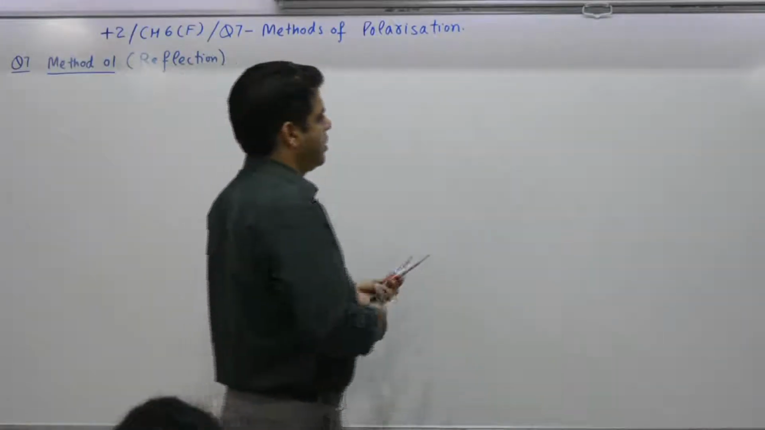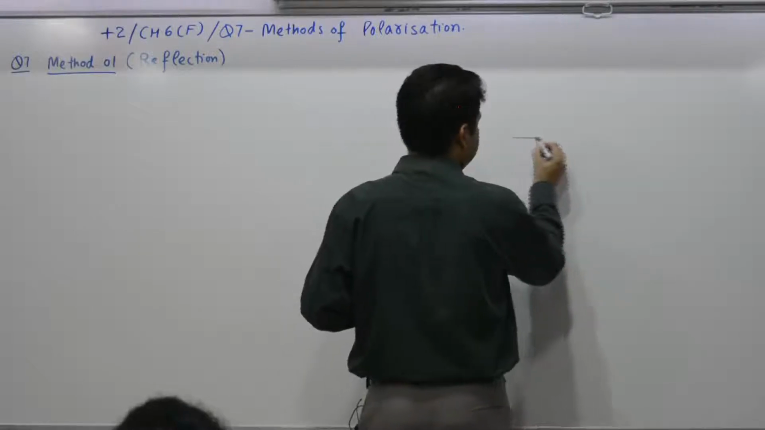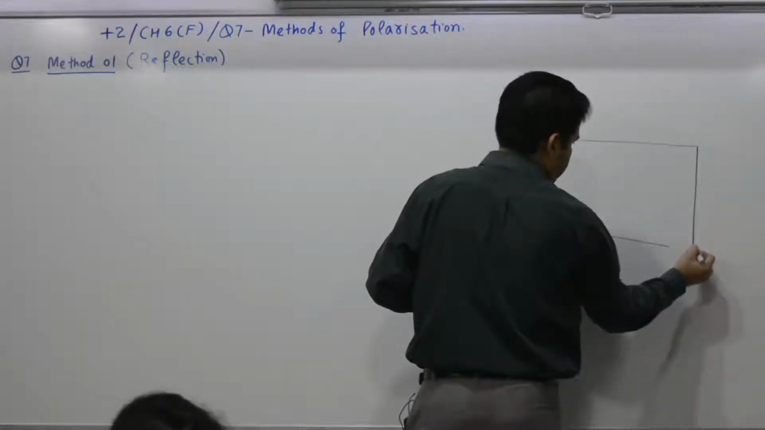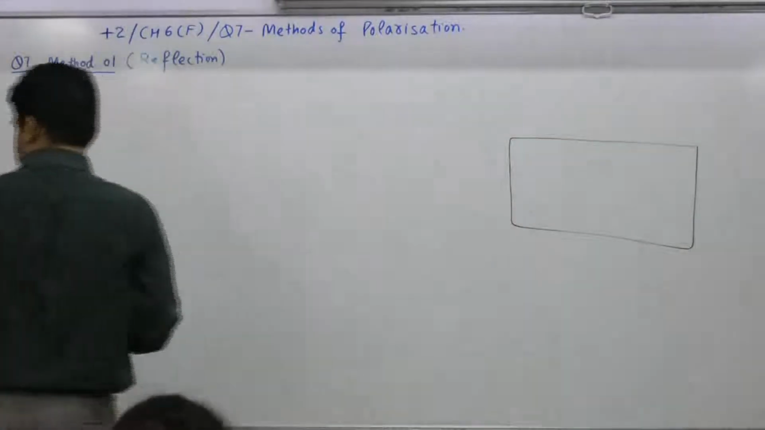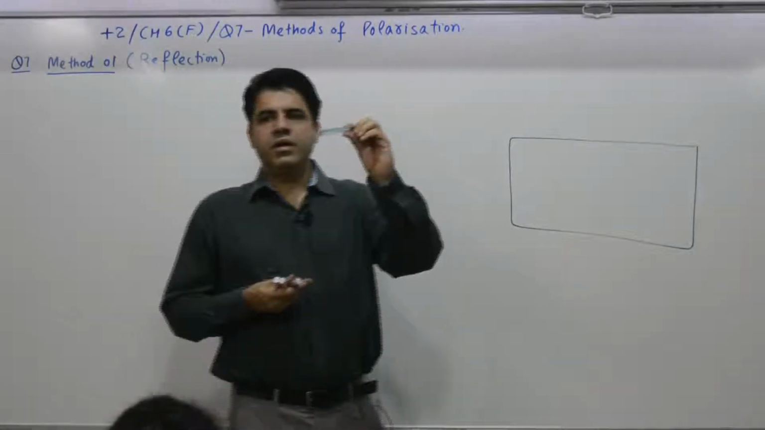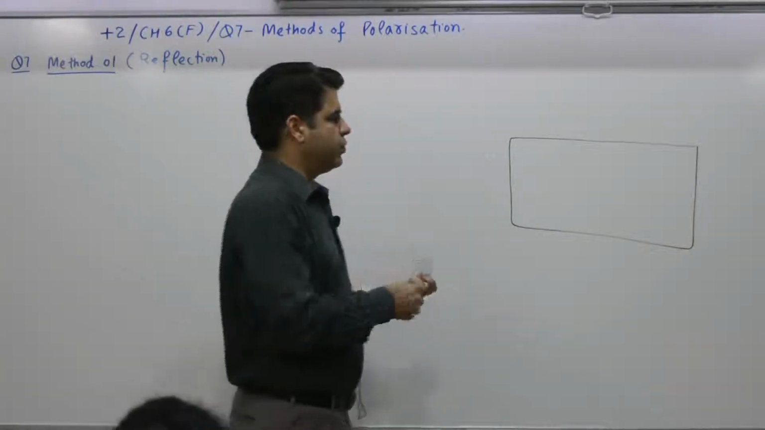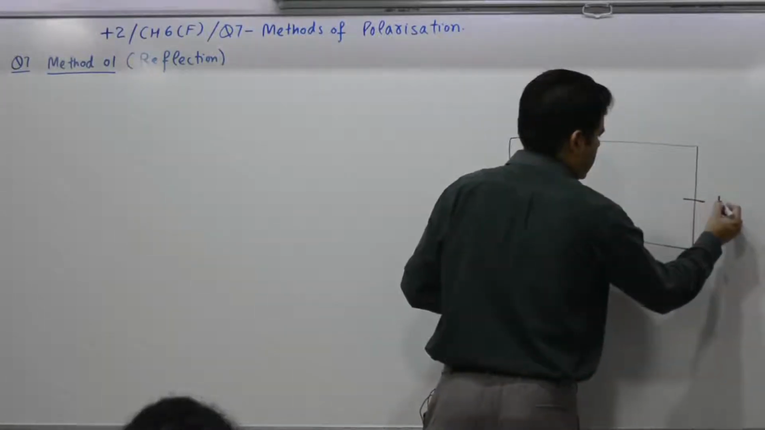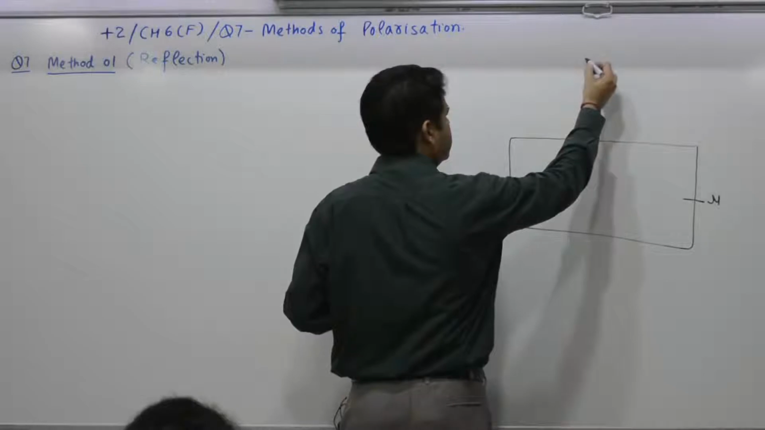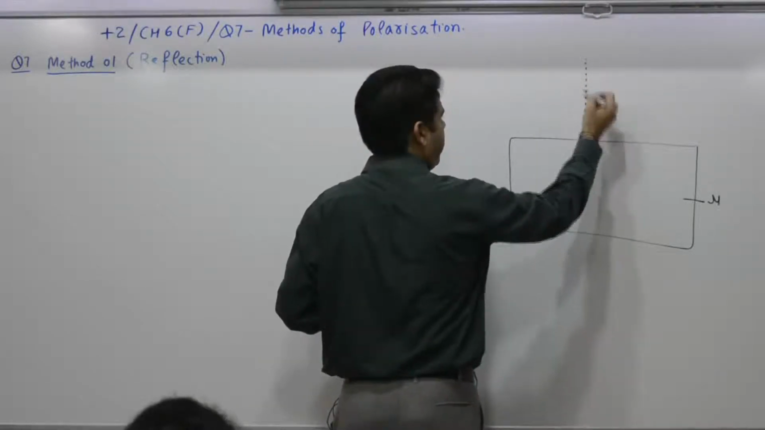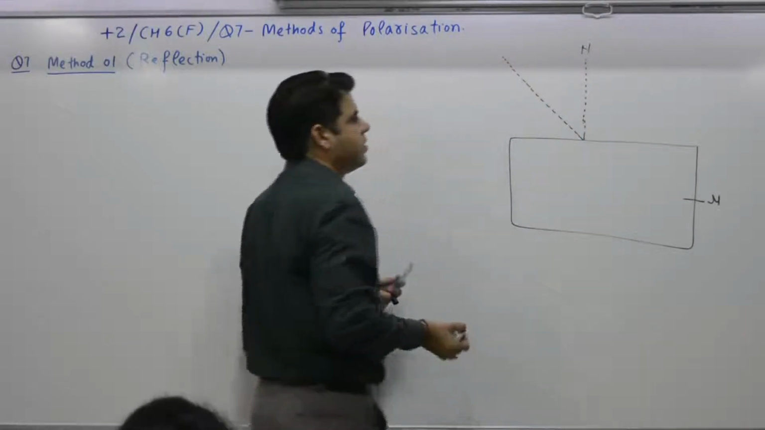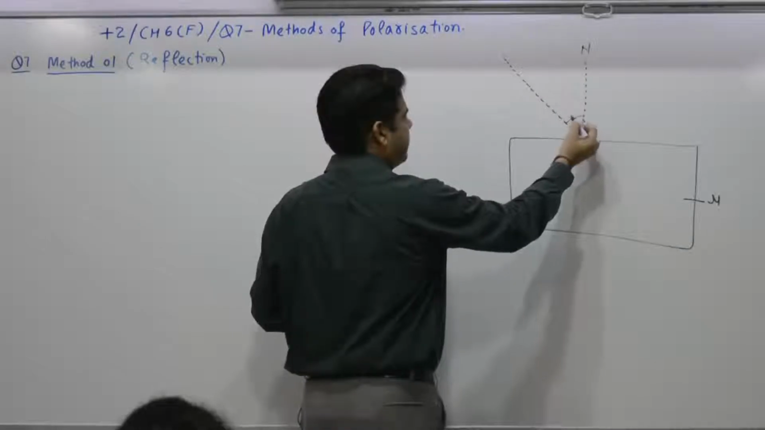Method 1: you have a reflecting plane, say a glass slab like this, and this material has a refractive index nu. In this case it is glass. This is the normal to the surface, and you get one incident ray hitting this at angle of incidence I.